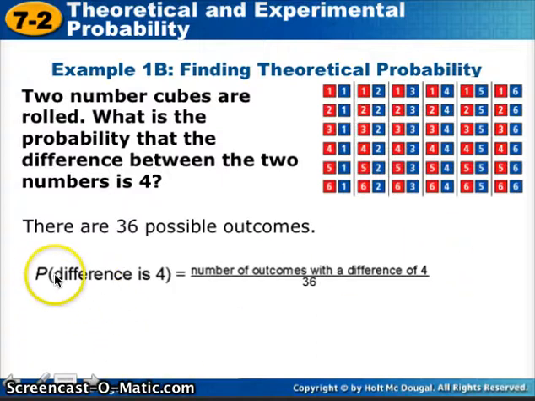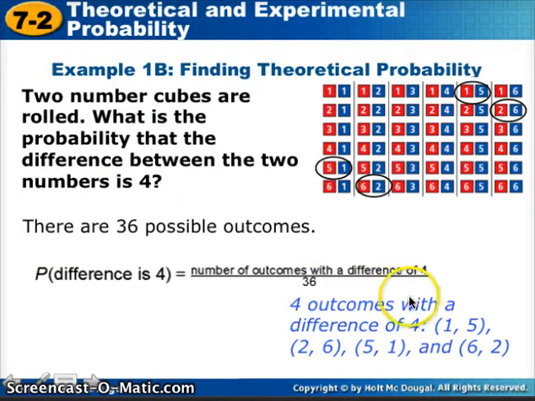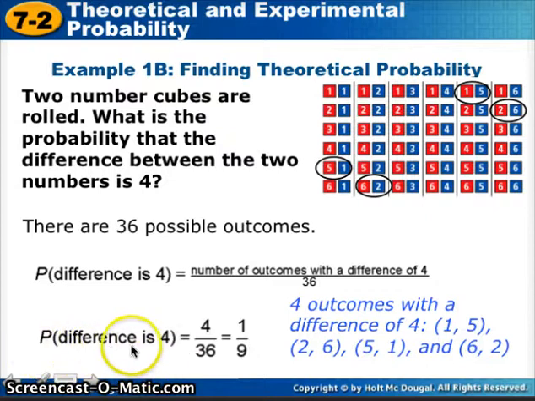Now, the probability that the difference is 4, we're going to have to find the number of outcomes that have a difference of 4, and then we're going to divide that by 36, because there's 36 choices. So there are 4 outcomes here that have a difference of 4, a 6 and a 2, a 5 and a 1, and the dice could also be the other way around, a 1 and a 5 or a 2 and a 6. All right, so the difference between those would give us 4. So that means the probability that the difference is 4 is equal to 4 over 36, which reduces to 1/9.